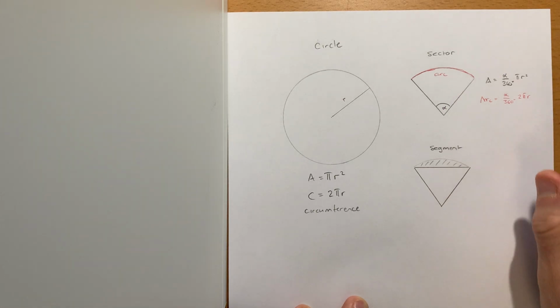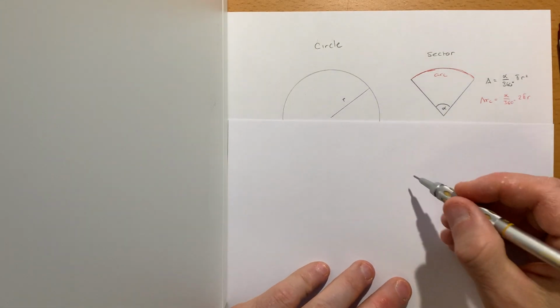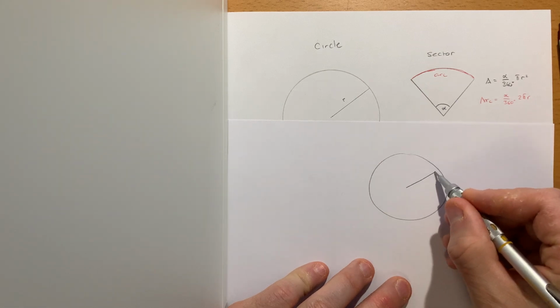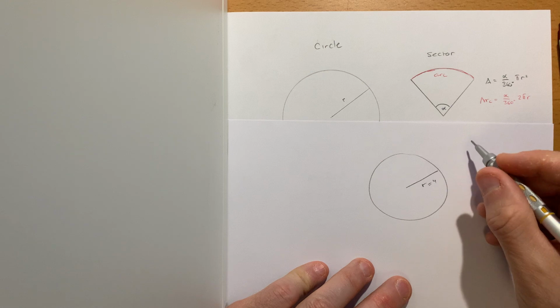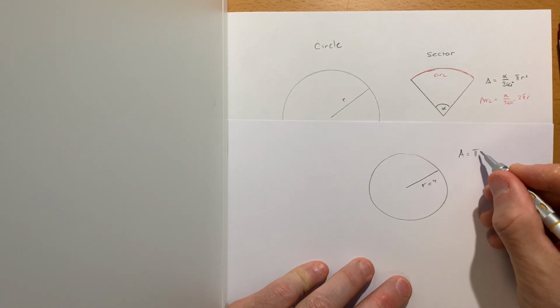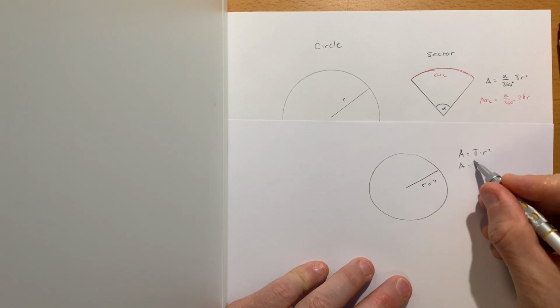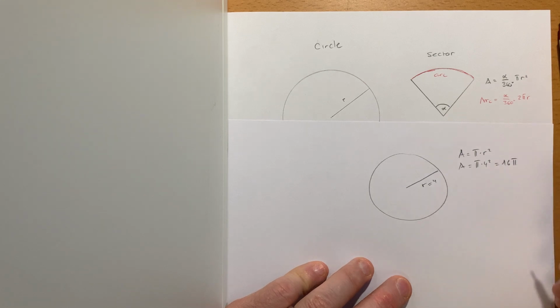It's quite important. For example, if you take a circle like this, and then let's say it has a radius of 4. So the area is pi r squared. So the area is pi times 4 squared. It's 16 pi. That's the area.